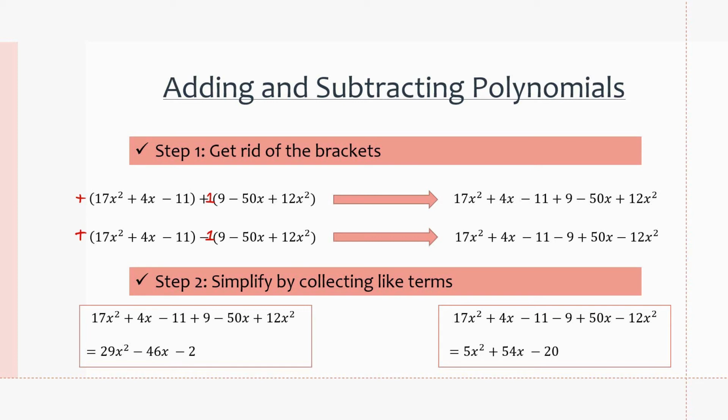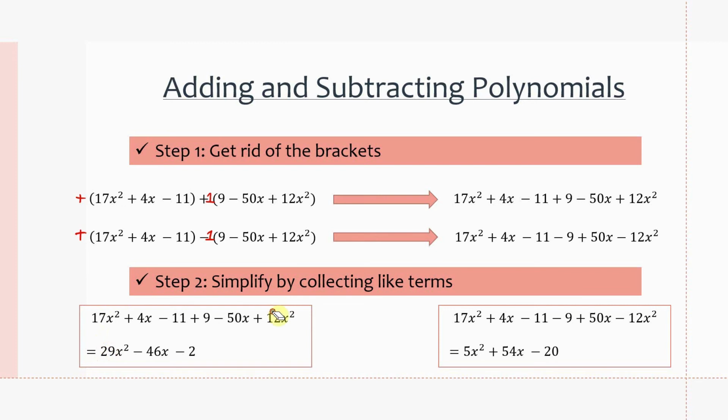Once we get rid of the brackets, we simply want to collect like terms, meaning we want to look for the terms that have the same variables raised to the same exponents, and we want to add or subtract their coefficients. So here we can see that this 17 has an x squared, and this 12 also has an x squared. So we want to go ahead and add the 17 and the 12, which will get us 29. And that's what we write down here.